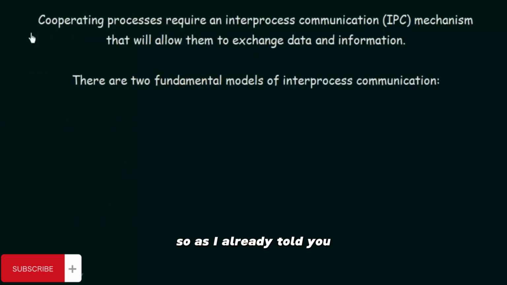As I already told you, cooperating processes require an interprocess communication mechanism, abbreviated as IPC, that will allow them to exchange data and information. When the processes need to cooperate with each other, they need to communicate with each other, and hence they can have communication between each other.